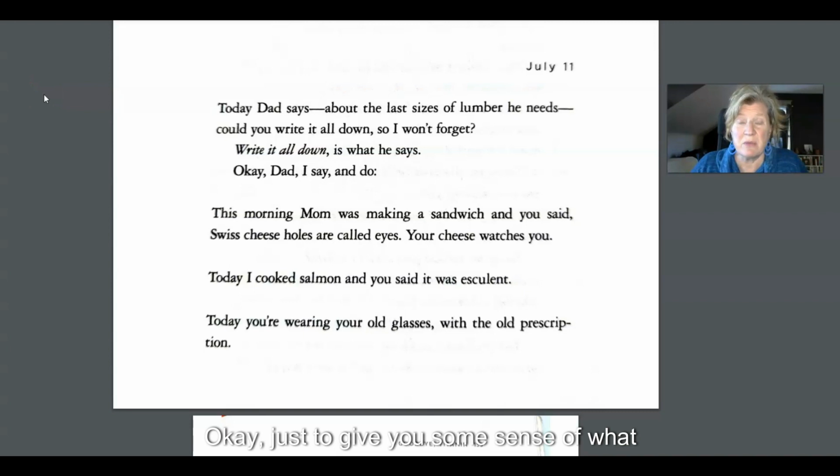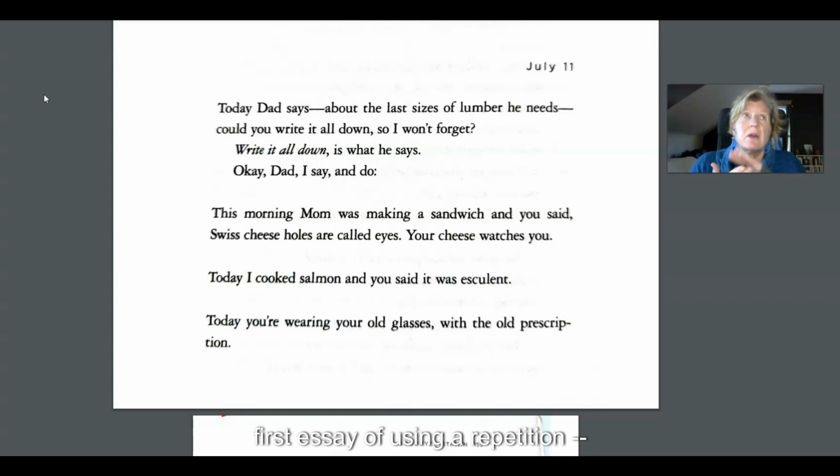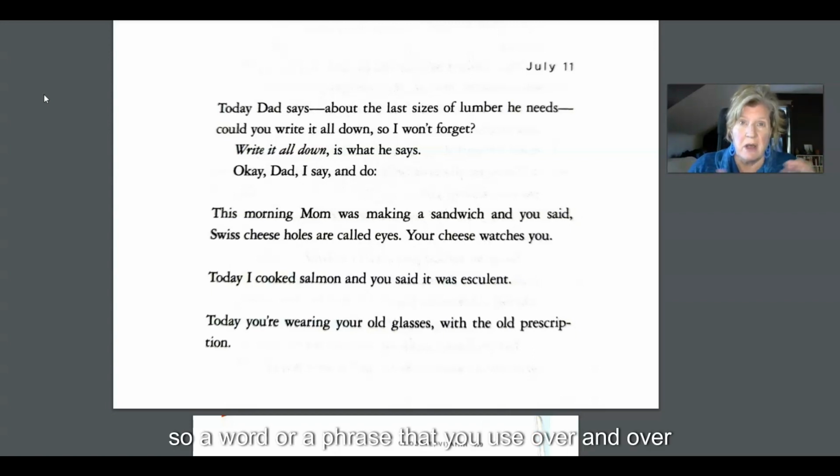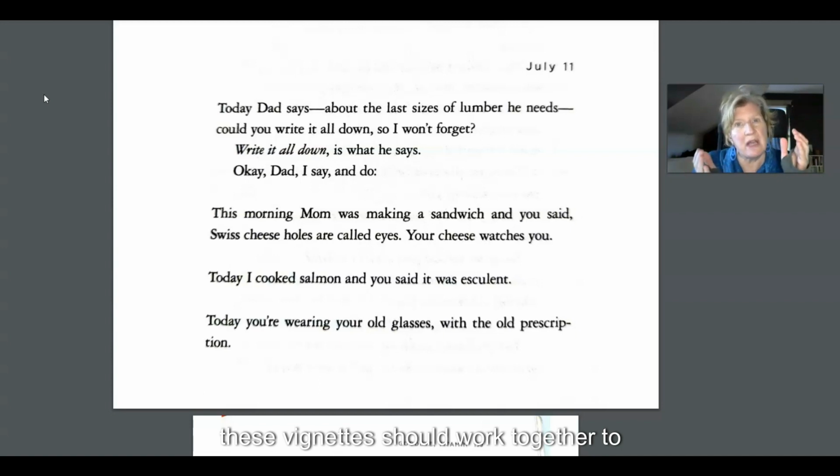Okay, just to give you some sense of what I'm talking about with your choice for this first essay of using a repetition. So a word or a phrase that you use over and over as you start various vignettes. All of these vignettes should work together to create a story of sorts.